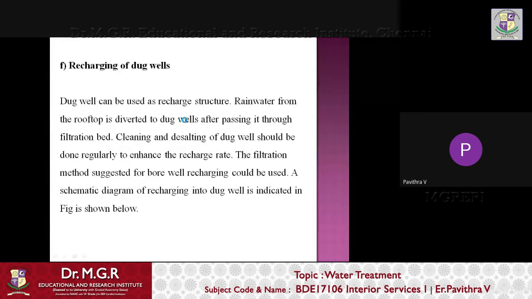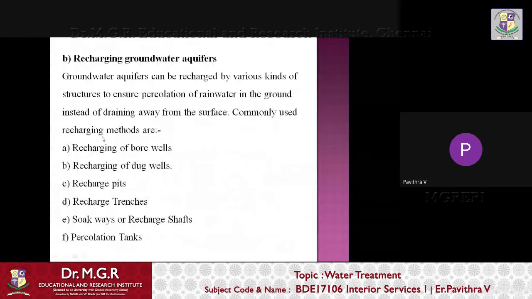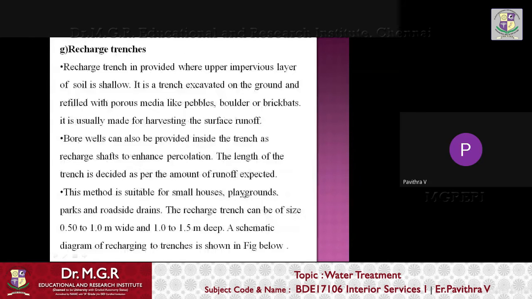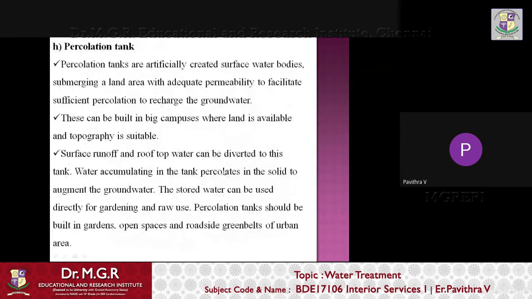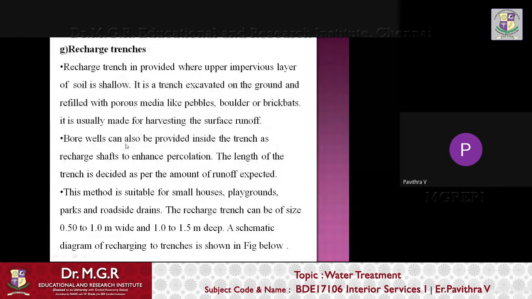As we see here itself, there are 6 different types of recharging: recharging of bore wells, dug wells, recharging pits, recharge trenches, soakways, and the percolation tank. Based upon our requirements, we can choose whichever is possible. The bore wells can also be provided inside the trenches as recharge shafts to enhance the percolation.